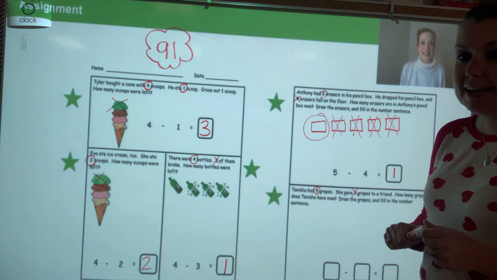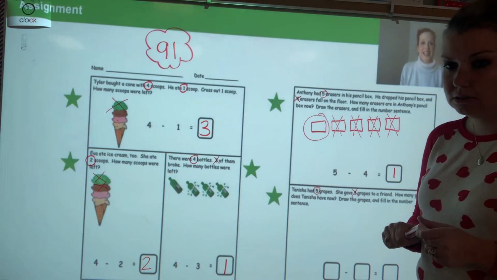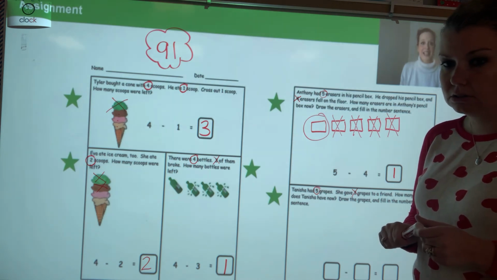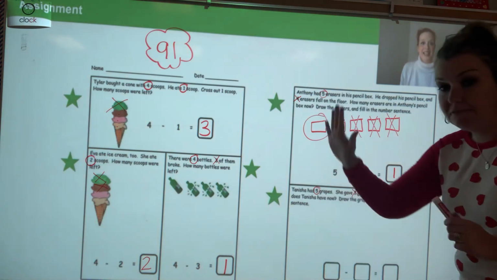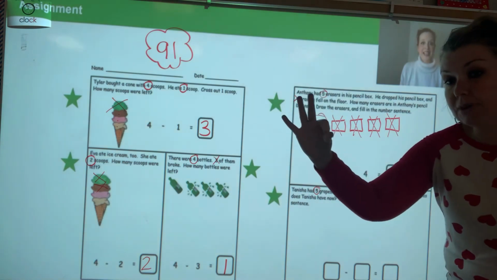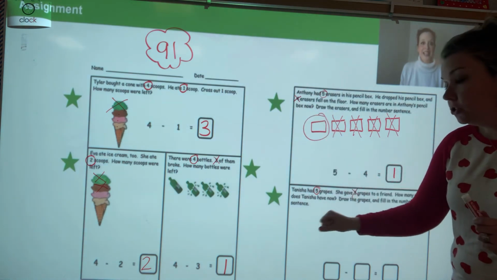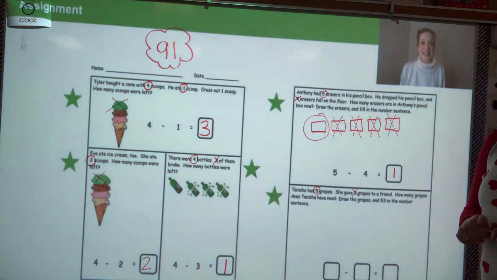What's your question, Adeline? I had too much noise, so what did you say again? Okay. Tanisha had 5 grapes, but she gave 3 away. Draw the grapes and cross out what she gave away. Then write your number sentence.